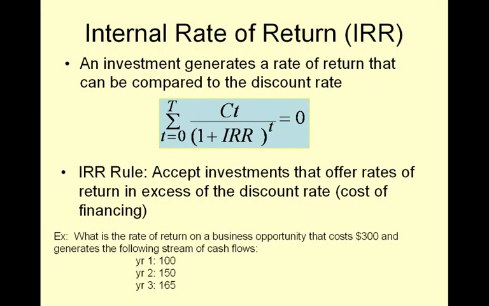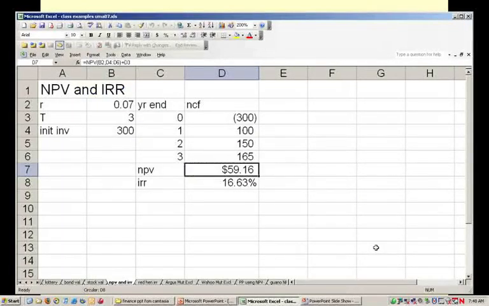Let's look at an example of an IRR calculation. Going back to the previous business opportunity we've been evaluating, we want to know what is the rate of return on a business opportunity that costs us $300 and generates the following stream of cash flows. We're back to the spreadsheet where we've calculated the net present value of this business opportunity. And you can see right below the net present value I've calculated the internal rate of return. Now let's see how we can calculate IRR.